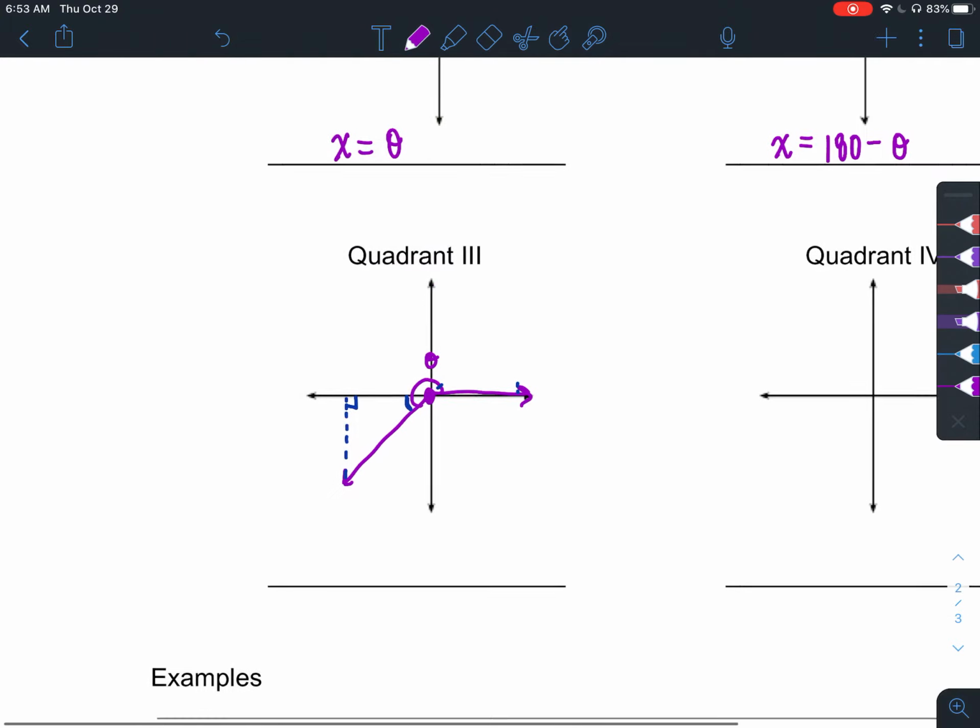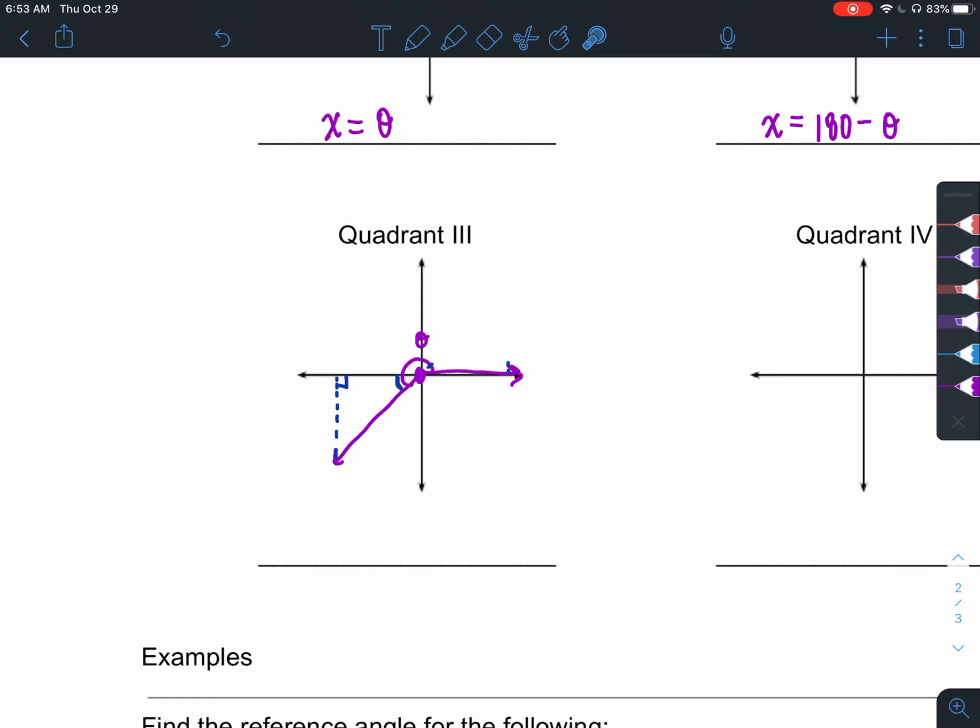Okay, then the formula for that is if I take this whole angle minus this straight angle, I'm going to be left with my triangle there. So x is going to be equal to the angle minus 180 degrees.